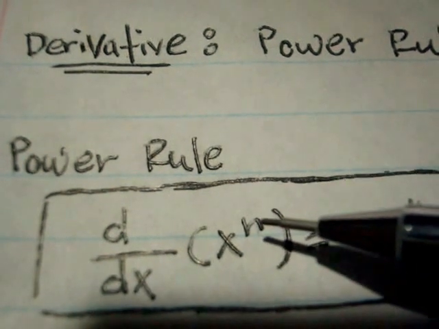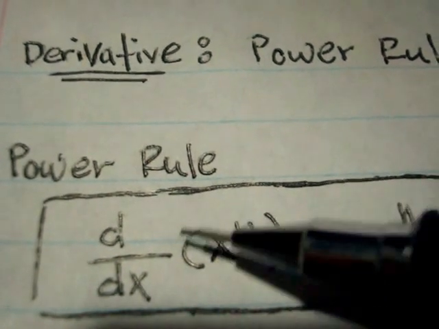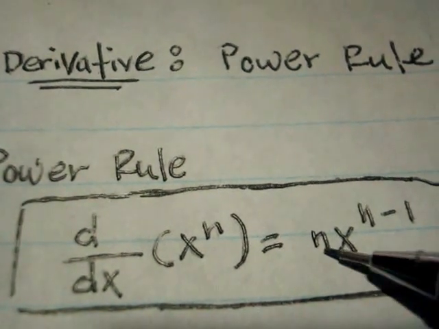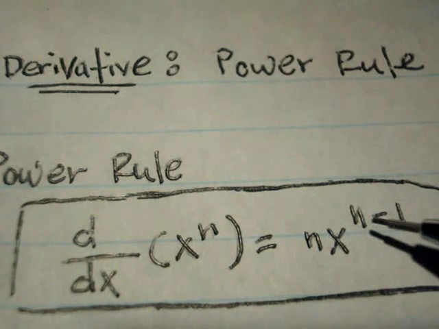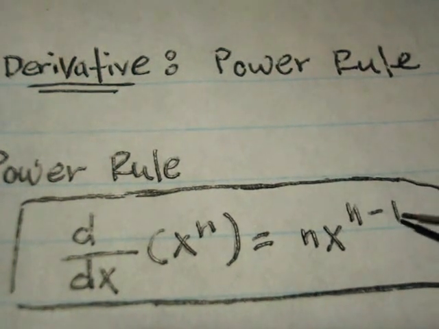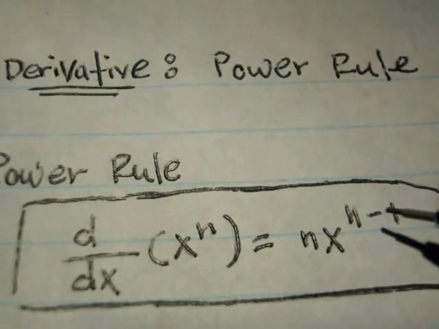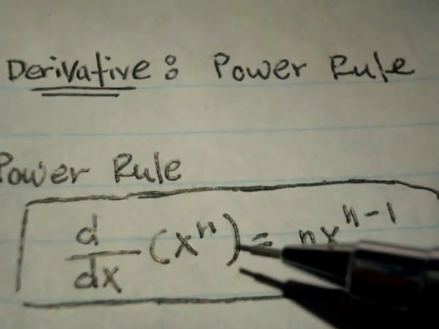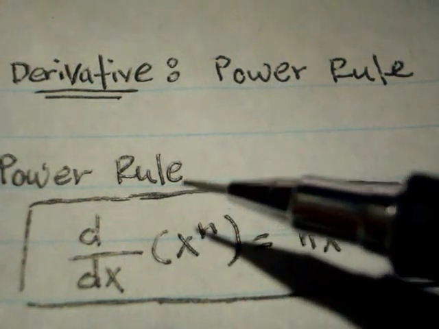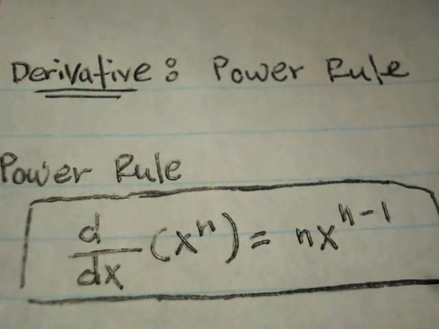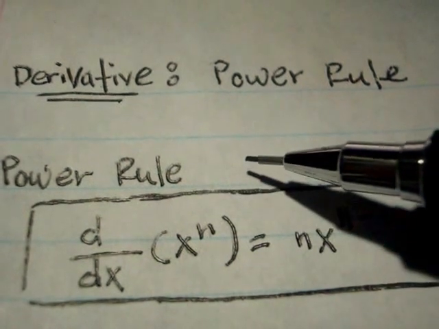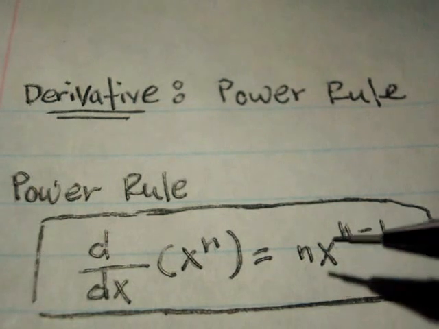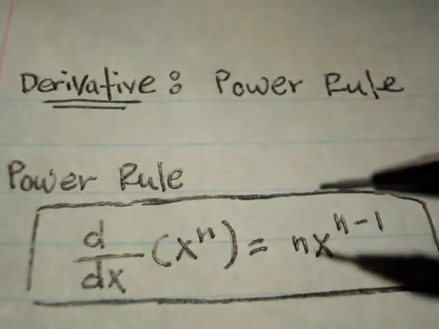To take the derivative of this particular expression, you bring down the n in front of the x variable, and the n right here you minus 1. This is the formula for taking the derivative of this kind of expression, and it's called the power rule. Make sure that you know this formula well before you can do the derivative of it.